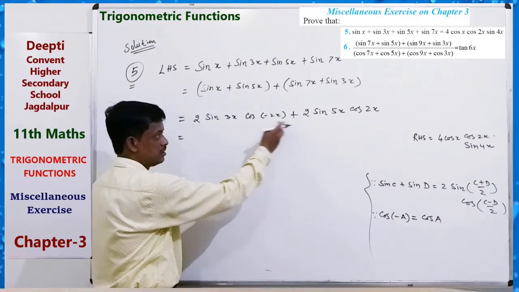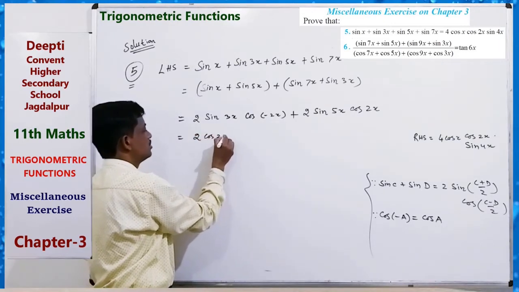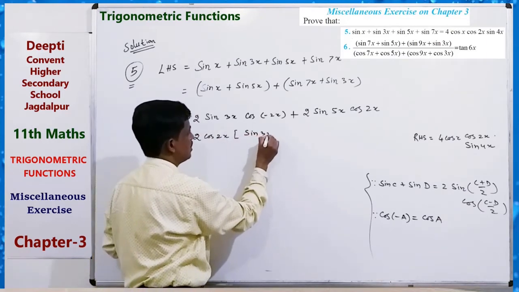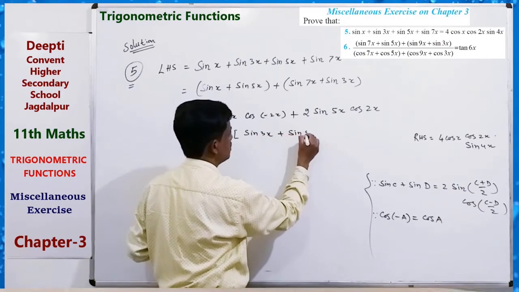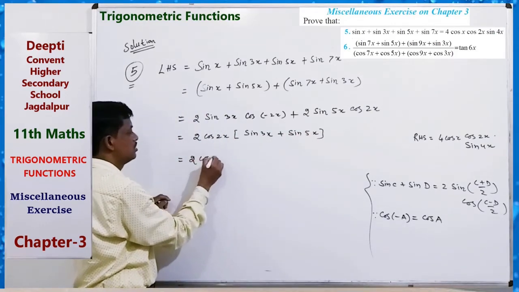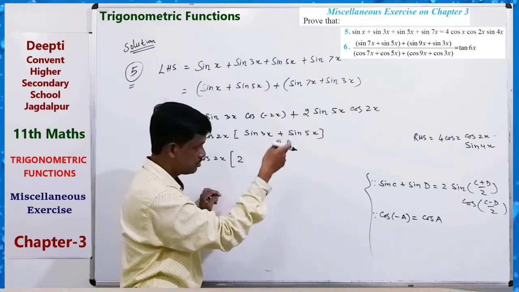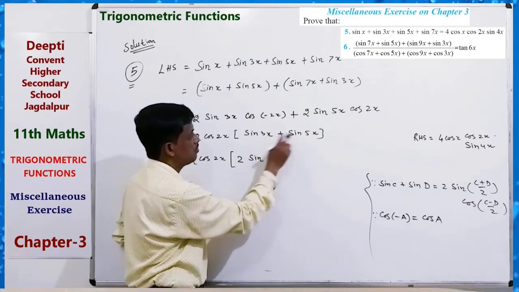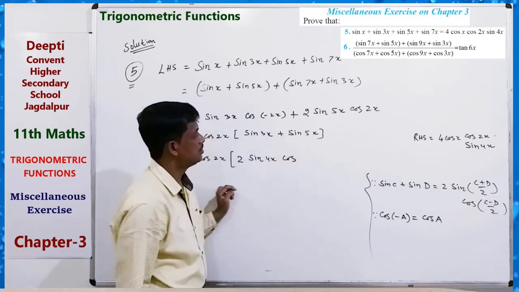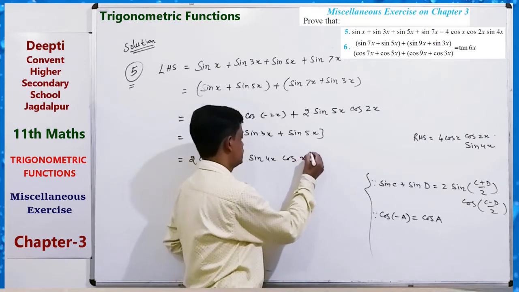So cos 2x, here 2, so 2 cos 2x, taking common, then here we get sin 3x plus sin 5x. Again use this formula, sin c plus sin d. So 2 cos 2x, here 2 sin (3x+5x)/2, that is 4x, and cos (3x−5x)/2, that means cos of minus 2x by 2, cos x.